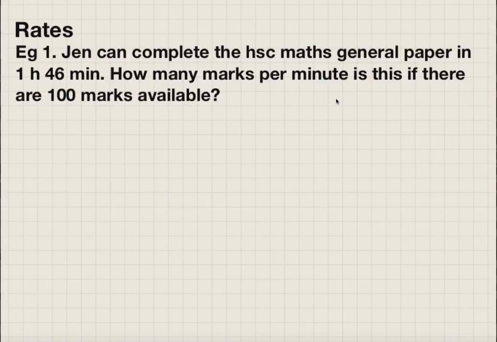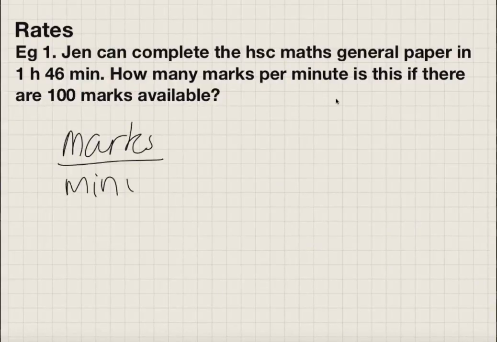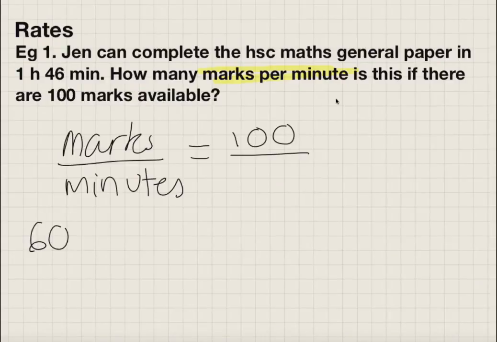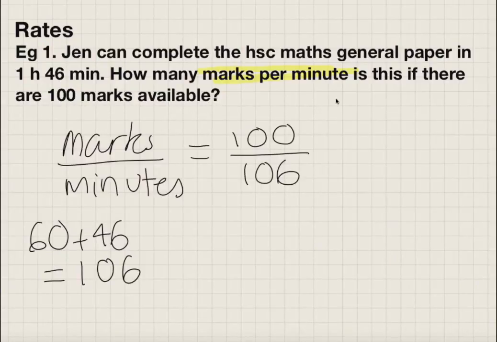So we want marks divided by minutes, as in marks per minute. So we want marks per minute here. And so our marks being 100 divided by, now the total number of minutes would be 1 hour 46, so 1 hour being 60 and 46 minutes. 60 plus 46 gives us 106 minutes, so 100 divided by 106.